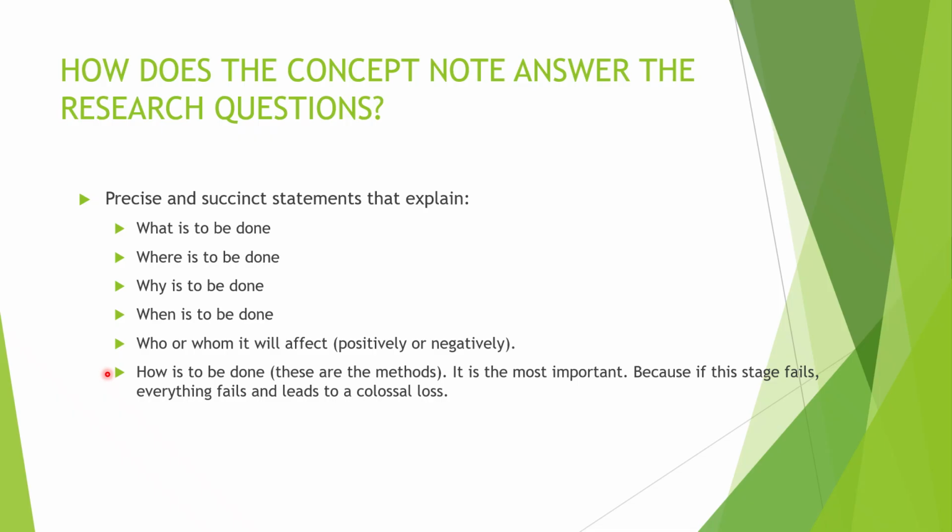So can you get it now? This is how you can see that we have answered the question: what is to be done, where is it to be done, why is it to be done, when is it to be done, whom or who does it affect positively and negatively, and how, I've told you about the methods. And you see why method is very important. If it fails, then there will be a great loss and damage.